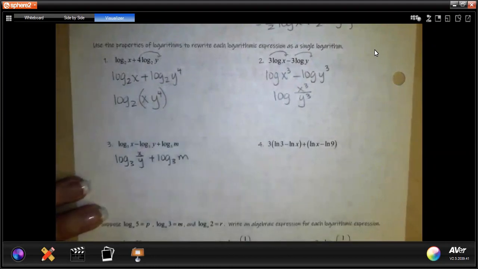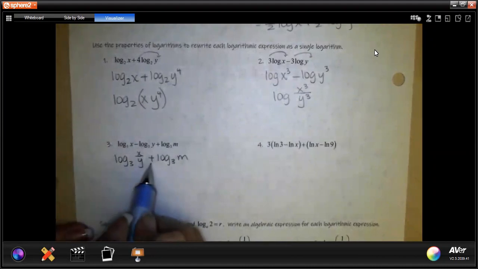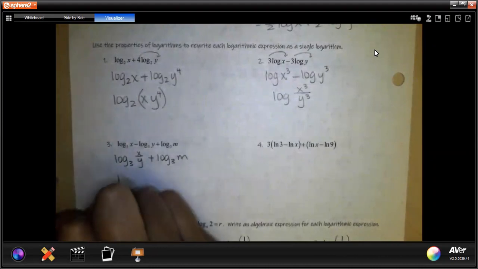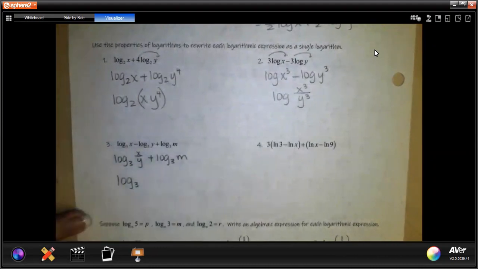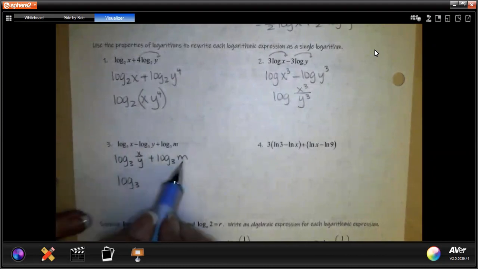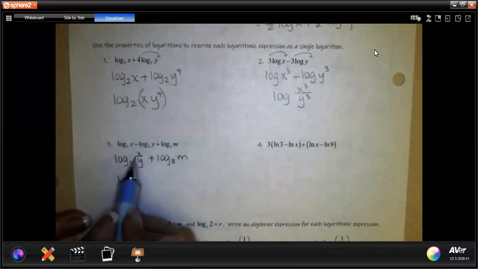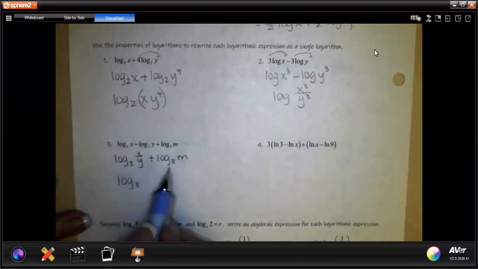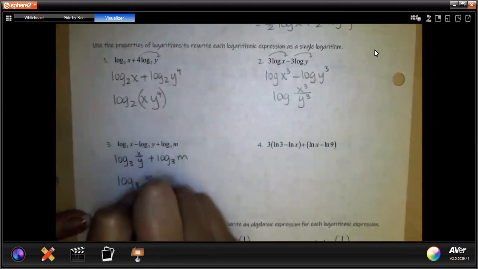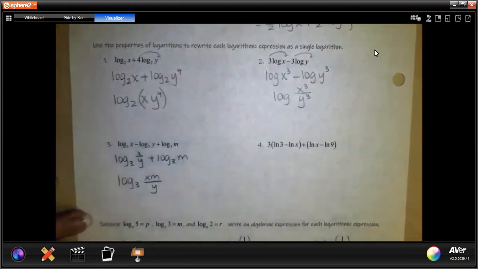I'm going to do it step at a time to make sure that we don't mess anything up. Now they're being separated by a plus, which means I'm going to multiply. And so I keep one log base 3, and I'm going to multiply x over y times m. Now remember, when you're multiplying a fraction times a whole number, this would be over 1. And so it's numerator times numerator, denominator times denominator. So we get x times m over y.